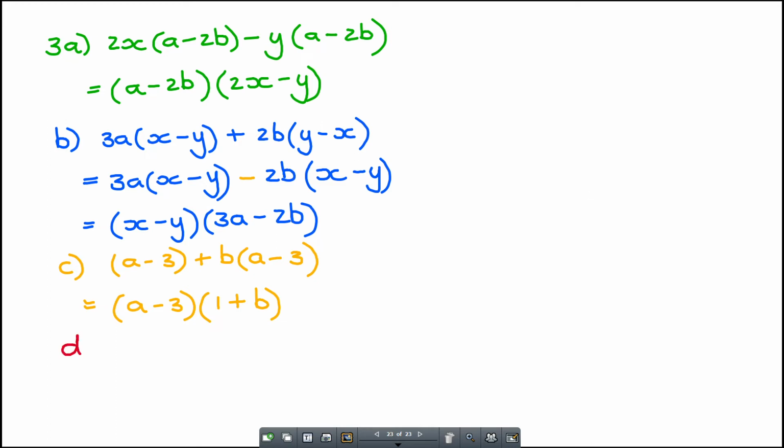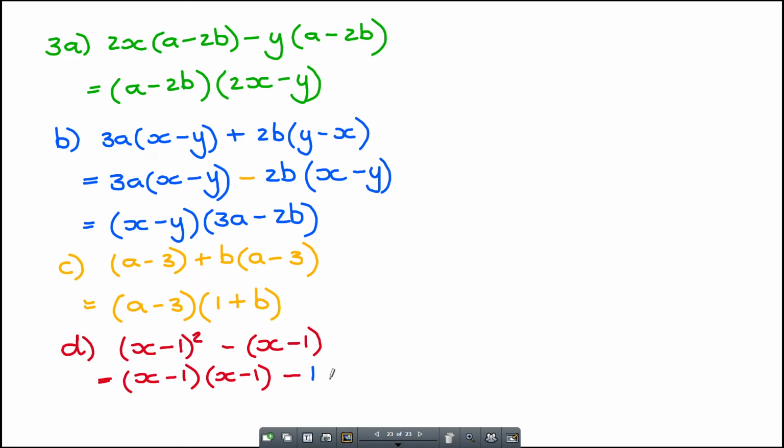Okay, now at D. And remember this one I said is a tricky one. Now remember that square means that this bracket can actually be written twice. So it's the same as x minus 1, minus, and then I'm going to put a 1 in front here to remind you guys. Okay, so what's the same for both of them? X minus 1. So that will be my common factor that I take out.